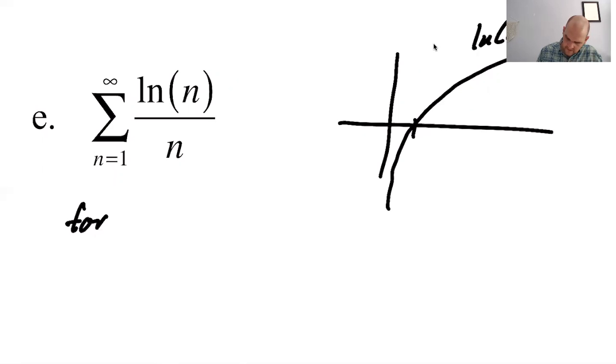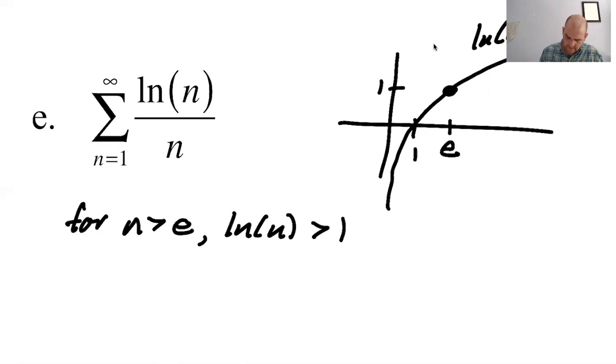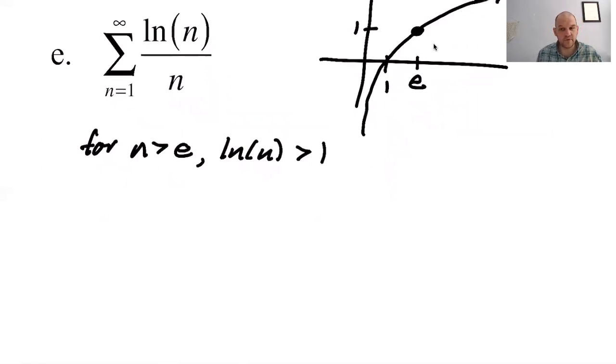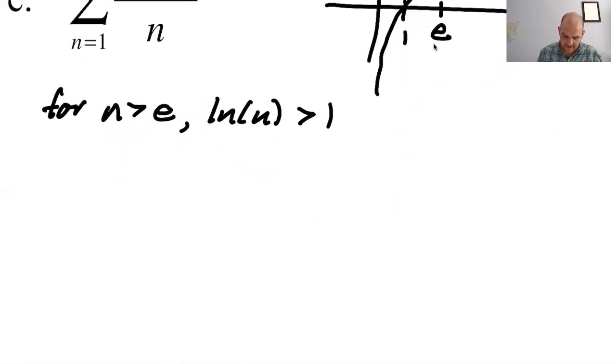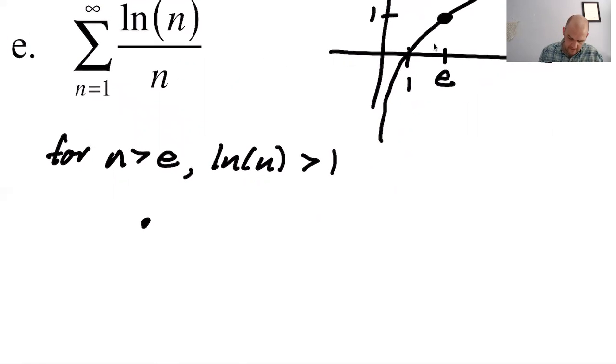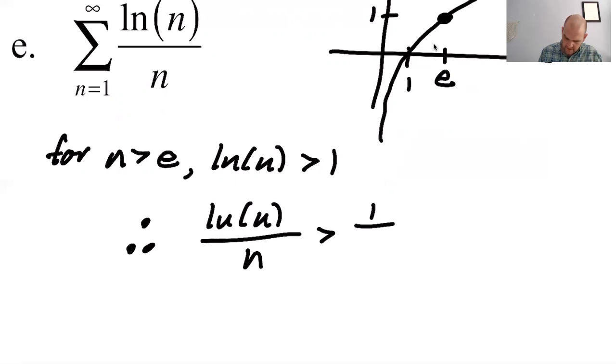And so this would be 1, because the natural log of 1 is 0. And then at e, the natural log of e is 1. So I'm going to say for n greater than e, the natural log of n is greater than 1. And that's important, because if the natural log of n is greater than 1, then we know that the natural log of n divided by n is greater than 1 divided by n.